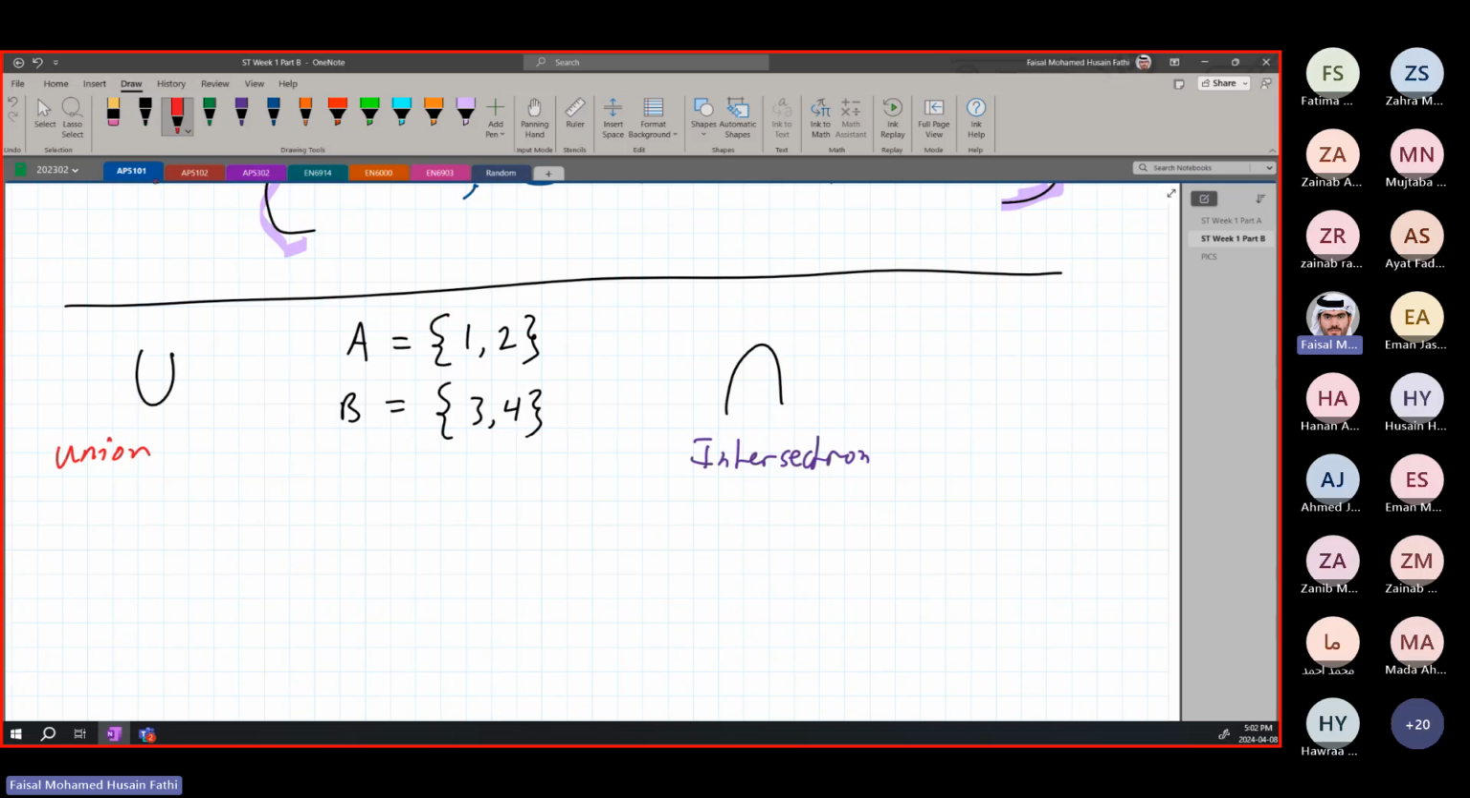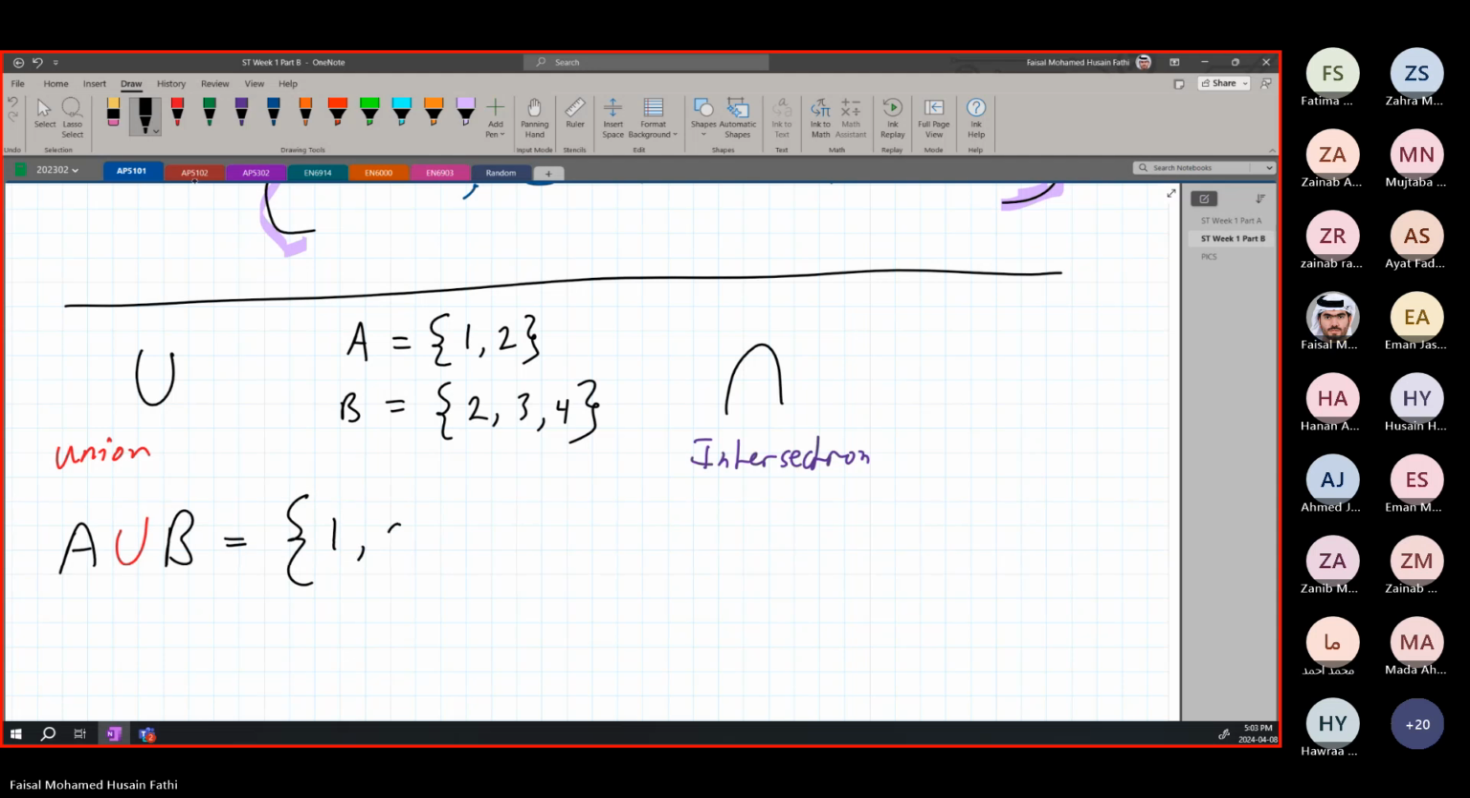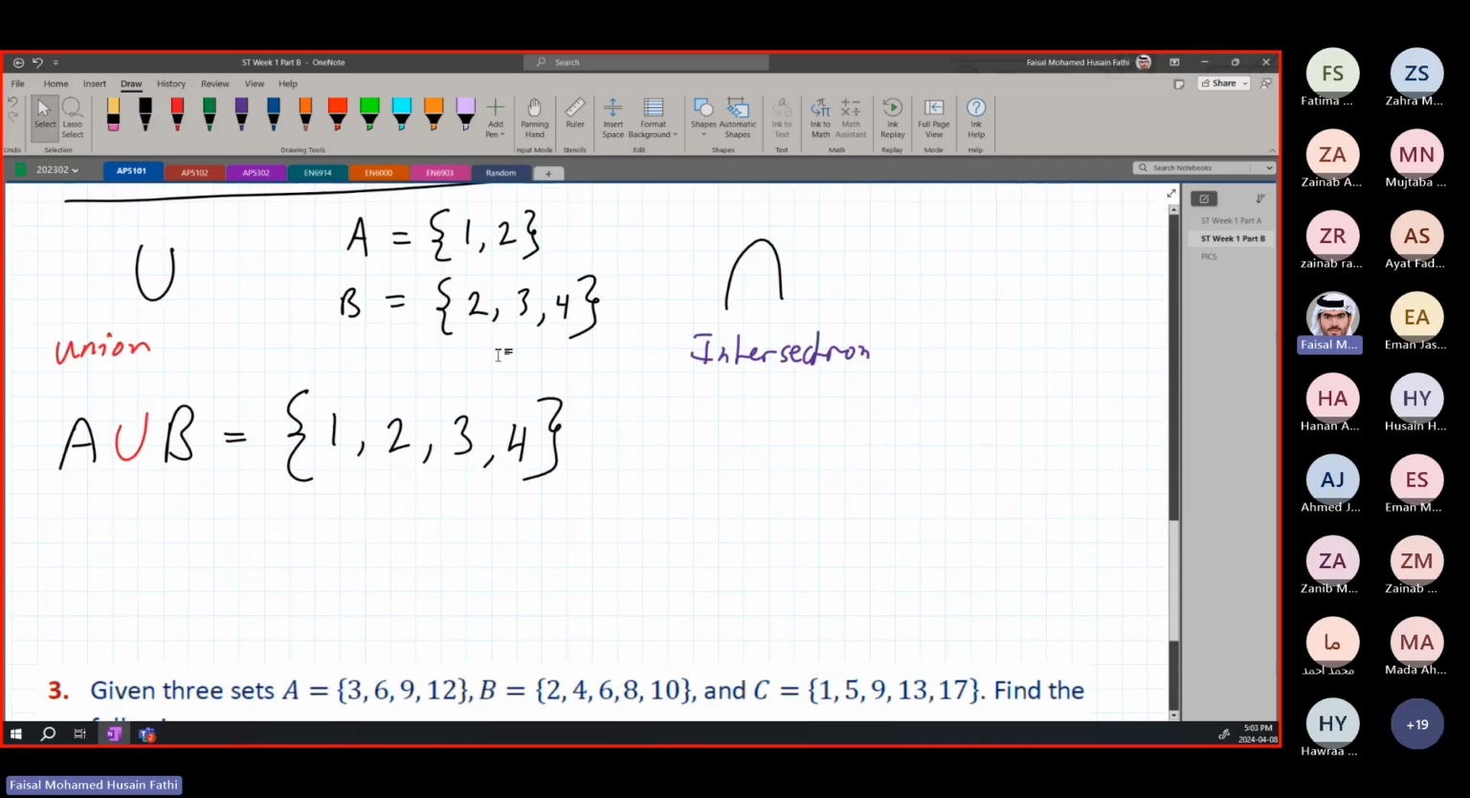So union, all that union means is we're gonna combine these 2 sets. So we want to combine A and B. Let's actually make B 2, 3, 4. And then A union B is going to be equal to a set that has all the numbers in A and B. So we have 1, 2, and in B we have 2, which we already mentioned, so we're not going to write it again, 3, and 4. This is what A union B basically means. We're going to have all the values in both sets written down, but we are not going to write down repeated values.